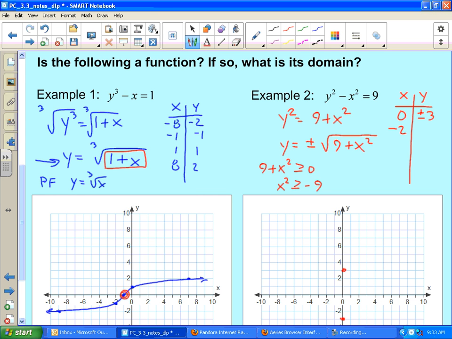Pardon me? We can do a positive or negative 2. Is that what you're saying? Or are you talking to Sophia? Yeah, we can do both positive or a negative 2.